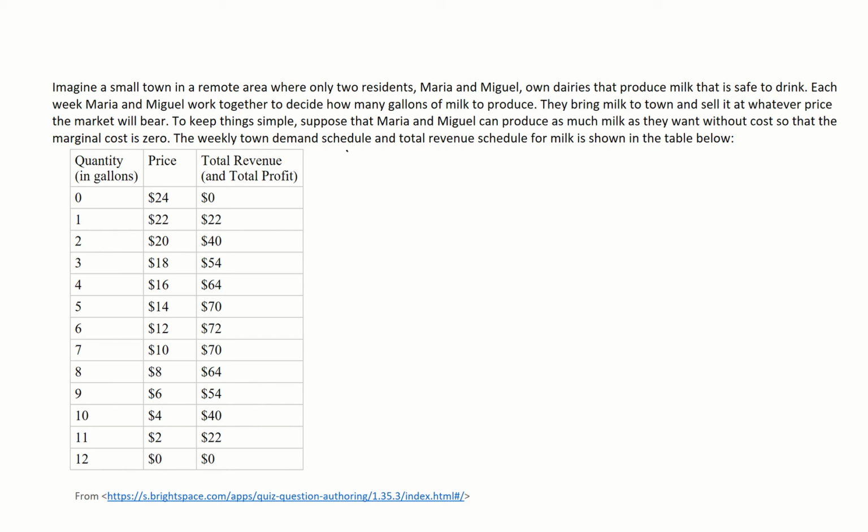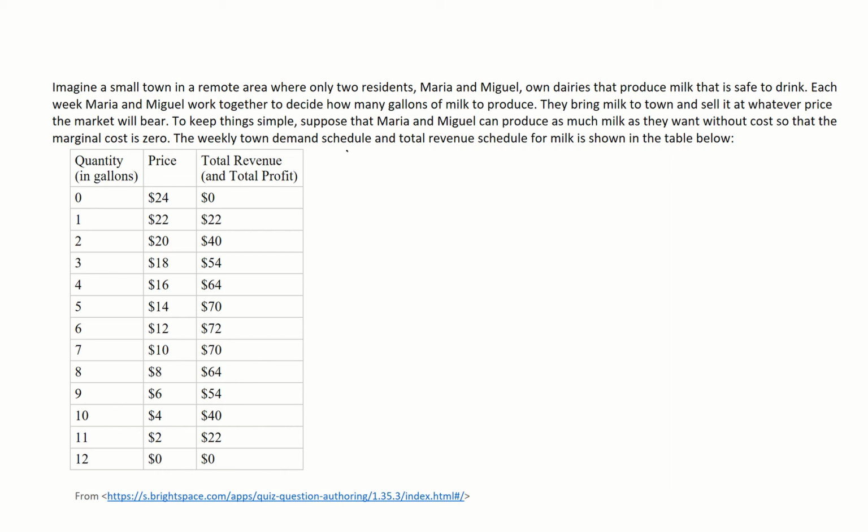Okay, so the question says, imagine a small town in a remote area where only two residents, Maria and Miguel, own dairies that produce milk that is safe to drink. Each week, Miguel and Maria work together to decide how many gallons of milk to produce. They bring milk to town and sell it at whatever price the market will bear. To keep things simple, suppose that Maria and Miguel can produce as much milk as they can without cost, so that the marginal cost is zero. The weekly town demand schedule and the total revenue schedule for milk is shown in the table below.